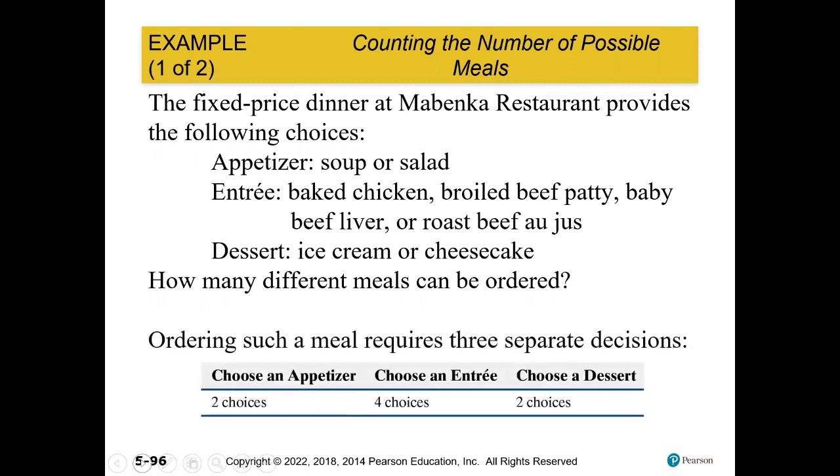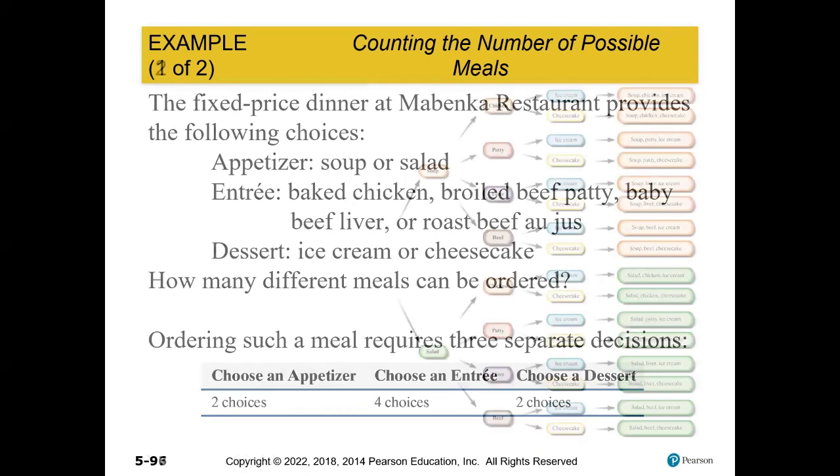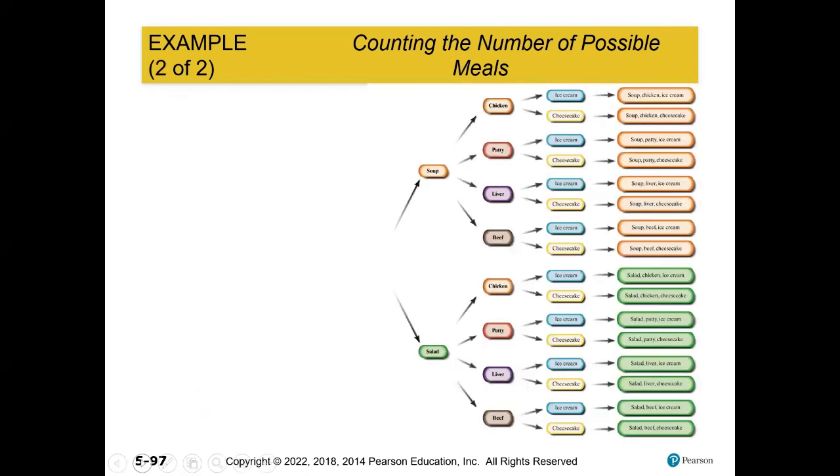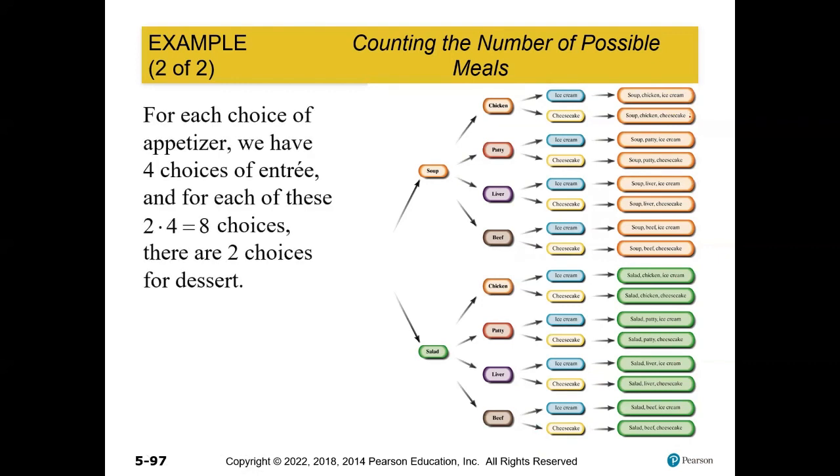Ordering a meal requires 3 separate decisions. You must choose an appetizer from 2 options, an entree from 4 options, and a dessert from 2 options. On the next screen is a visual tree diagram of all of the possible combinations. Your first choice is soup or salad. Then from there, you have 4 meal options and 2 dessert options. And then on the right-hand side here are all the possible combinations, for which if I total them, 1, 2, 3, up to 16 total options.